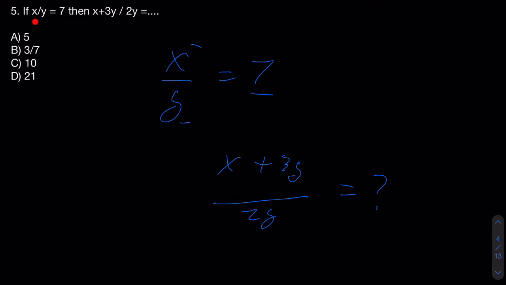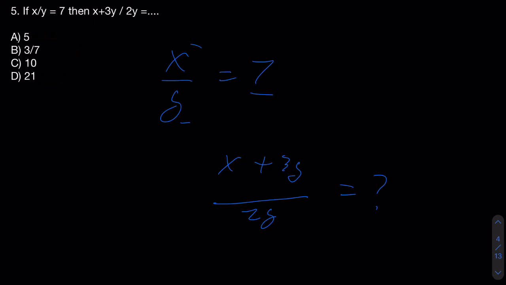We have x over y. So this is what the question actually looks like. We have x over y is equal to 7, and then we have x plus 3y over 2y is equal to question mark. Find the answer. It's one of those.